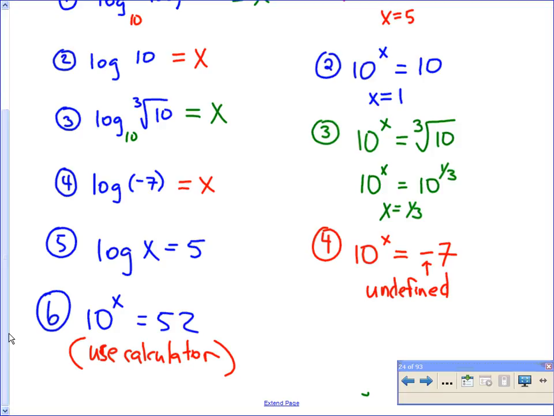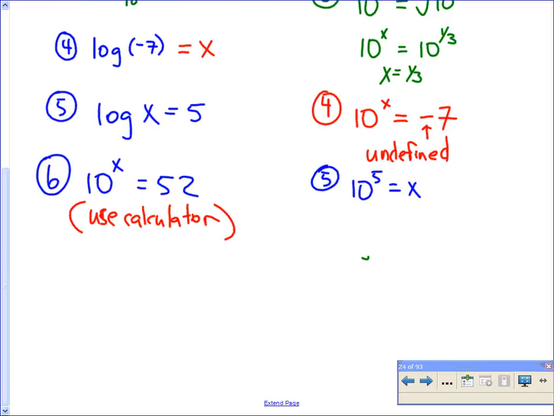And then number 5. And number 5, we would have 10 raised to the 5th power is equal to x. And in this case, when we're trying to find x, 10 to the 5th is going to give me 10,000. And in the 6th one, we actually need to do a little work on our calculator.